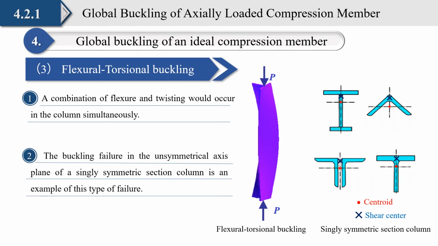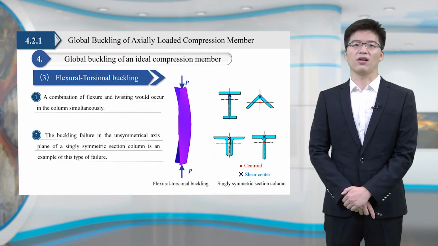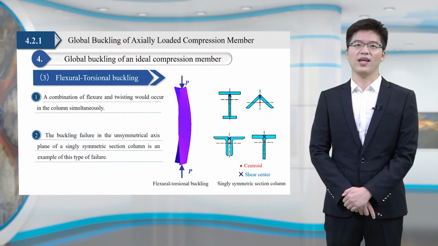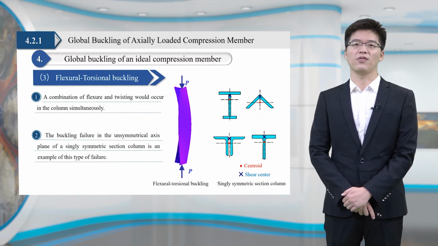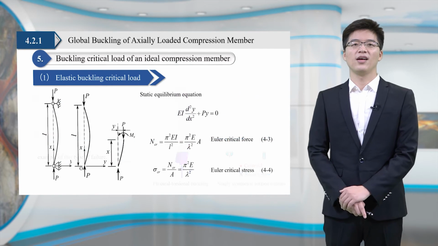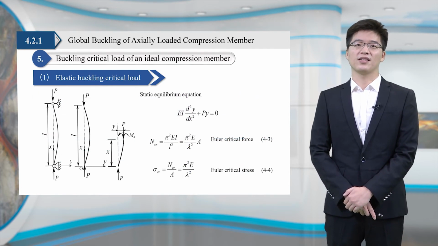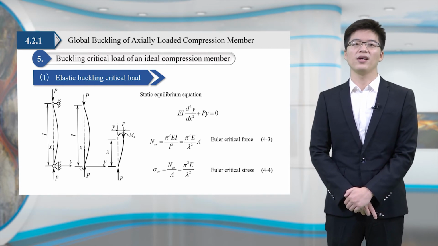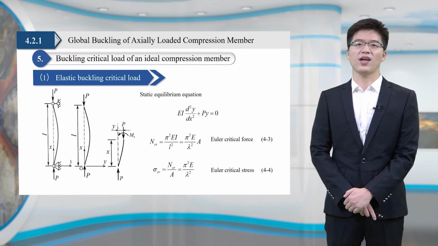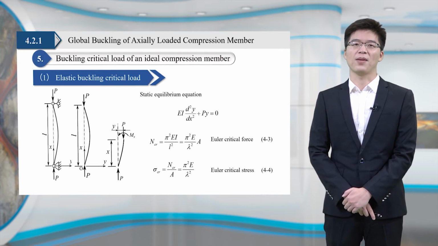Well, the third buckling mode is flexural-torsional buckling. In this buckling mode, a combination of flexure and twisting would occur in the column simultaneously. The buckling failure in the unsymmetrical axis plane of a singly symmetric section column is an example of this type of failure. Since flexural buckling is the simplest and most common failure mode of an axial compression member, here we mainly discuss the flexural buckling of the axial compression member.